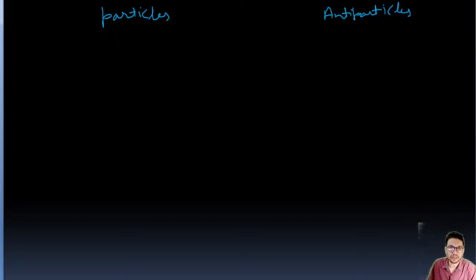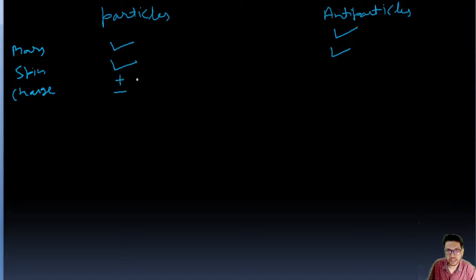Particles and antiparticles. The mass of a particle and its antiparticle is going to be equal, guys. The spin for a particle and its antiparticle is going to be the same. If you talk about charge, if a particle has charge plus, then its antiparticle has charge minus. If a particle has charge minus, then its antiparticle has charge plus.